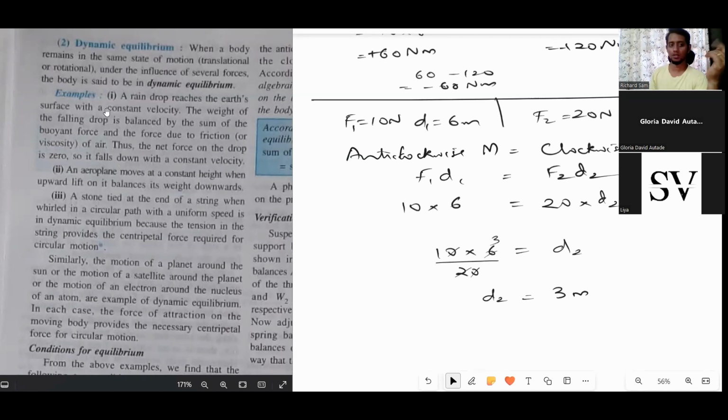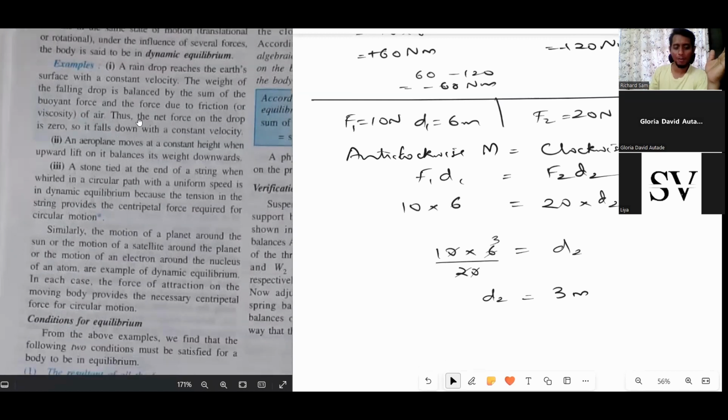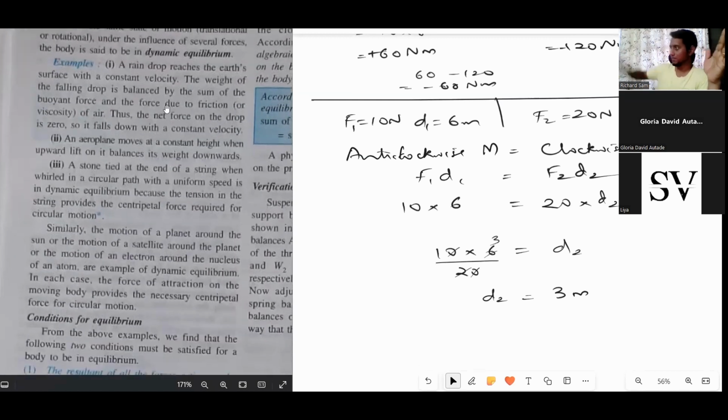So examples are a raindrop. When a raindrop is falling to the earth, is it translational or rotational? Could be both. If you see the whole raindrop, it is moving in a straight line, but the drop might be rotating also. So there are both the forces felt on that raindrop, but it is a constant force, and so it is a dynamic equilibrium. Here they're only talking about the speed at which it is coming down. So it's moving at a constant speed.